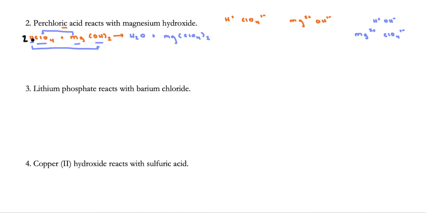That gives me 2 hydrogens here. I've got 2 here as well from the hydroxide, so that gives me a total of 4 hydrogens. So I've got to put a 2 in front of water. Then I have 2 oxygens in my reactants, 1 magnesium, and I'm balanced.